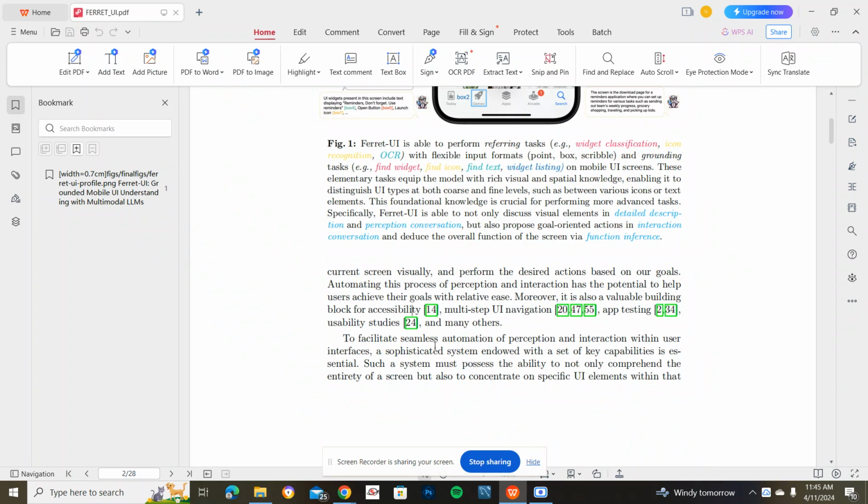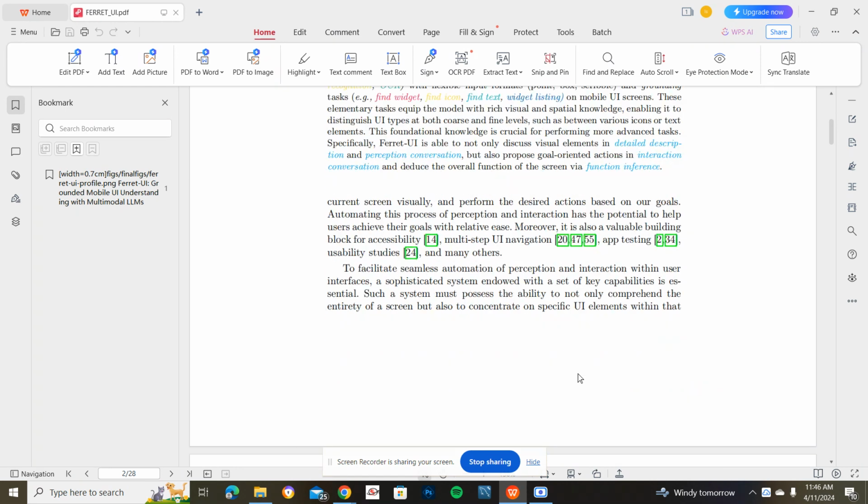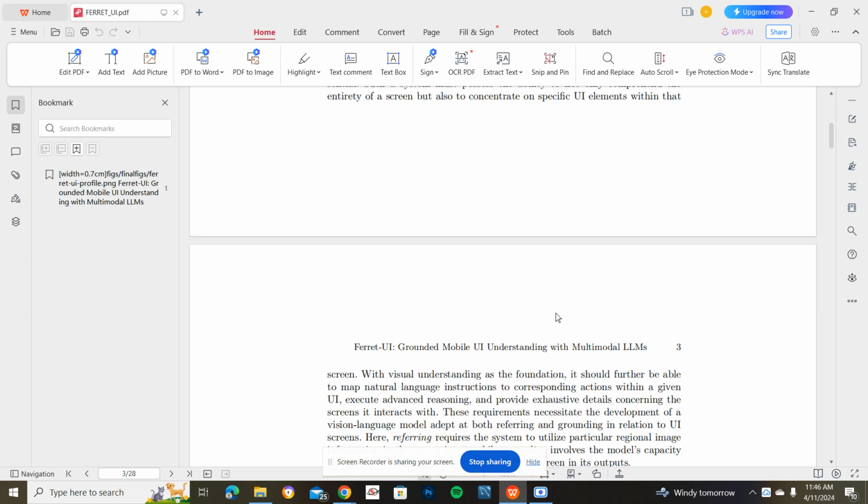To facilitate seamless automation of perception and interaction within the user interface, a sophisticated system endowed with a set of key capabilities is needed. This means that for the automation of this perception and interaction, this sophisticated system is required and it is actually essential. Such a system must possess the ability not only to comprehend the entirety of a screen but also to concentrate on specific UI elements within that screen.